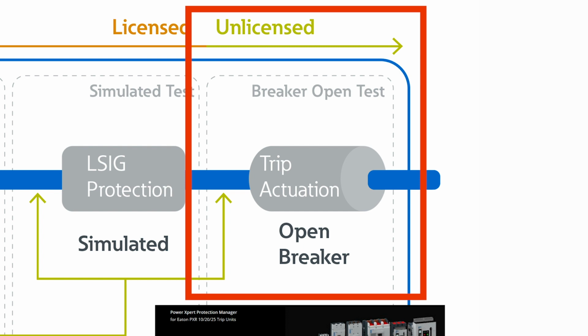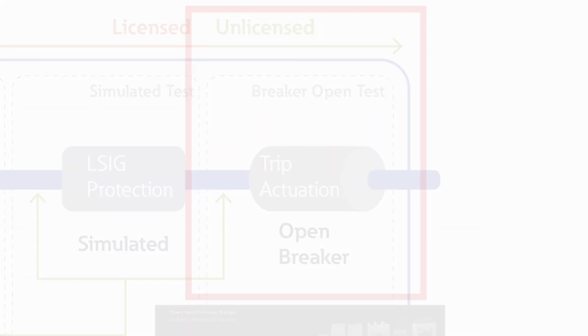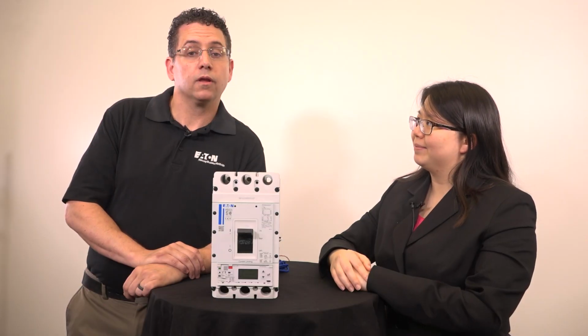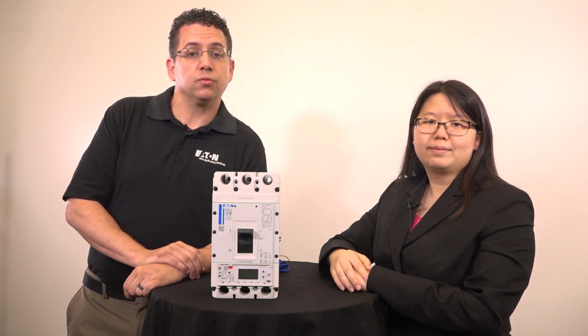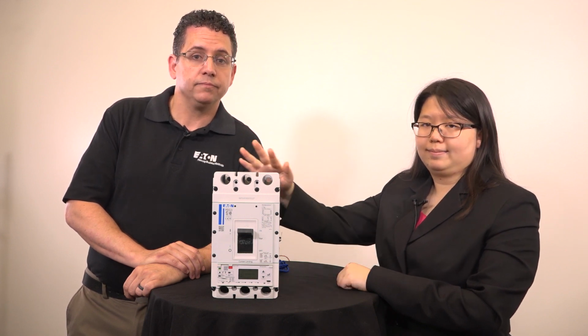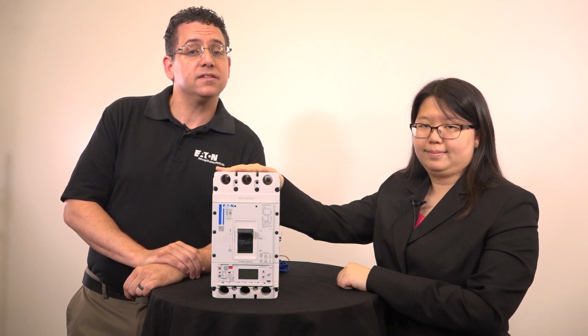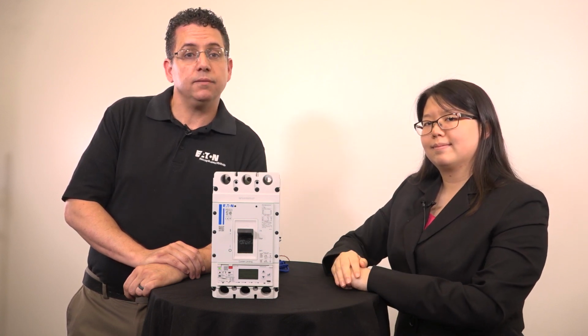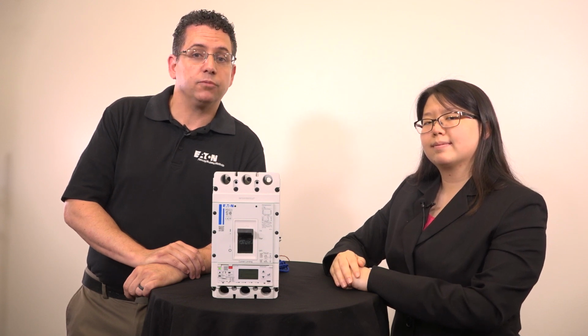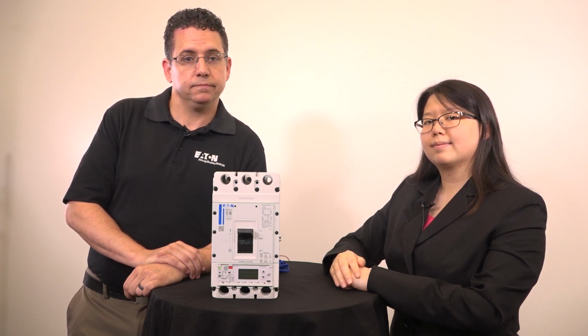We hear people talk about primary injection testing and secondary injection testing. Can you explain? Previously, the only way to test all the pieces of the circuit breaker was to run the current through the main terminals of the breaker and actually trip it. This is a lengthy process. You have to power down the gear, remove the breaker, set it up with an expensive test kit, test the breaker, and put all the pieces back together.